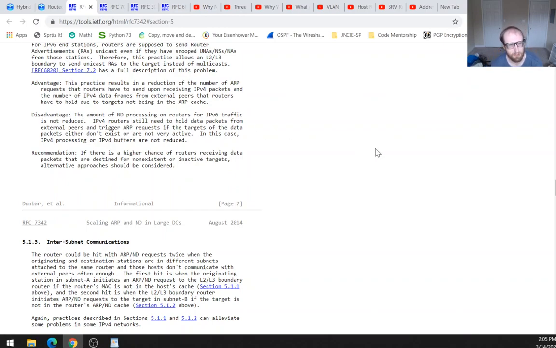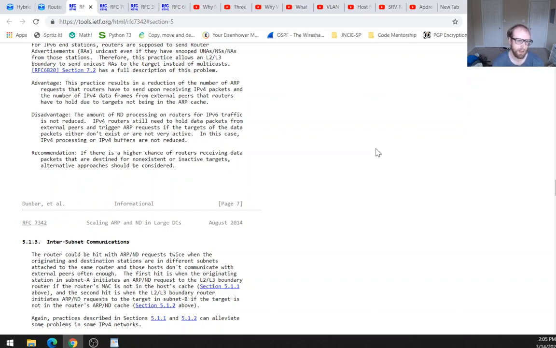Advantage: this practice results in a reduction of the number of ARP requests that routers have to send upon receiving IPv4 packets and the number of IPv4 data frames from external peers that routers have to hold due to targets not being in the ARP cache. Disadvantage: the amount of ND processing on routers for IPv6 traffic is not reduced. IPv4 routers still need to hold data packets from external peers and trigger ARP requests if the targets of the data packets either don't exist or are not very active. In this case, IPv4 processing or IPv4 buffers are not reduced.